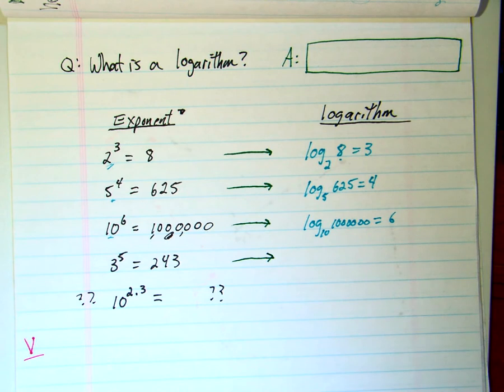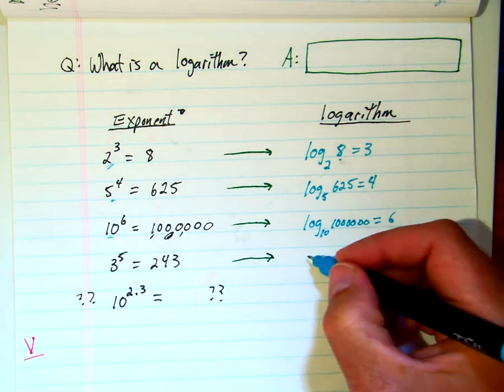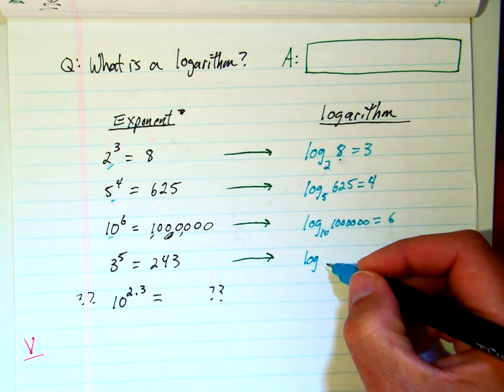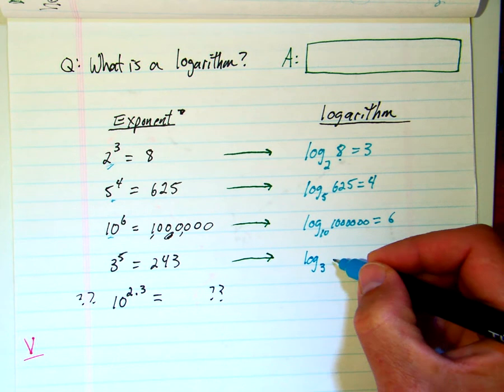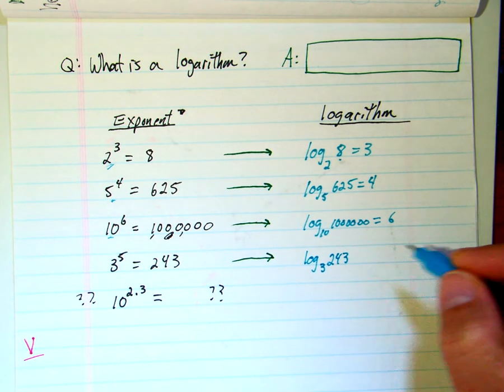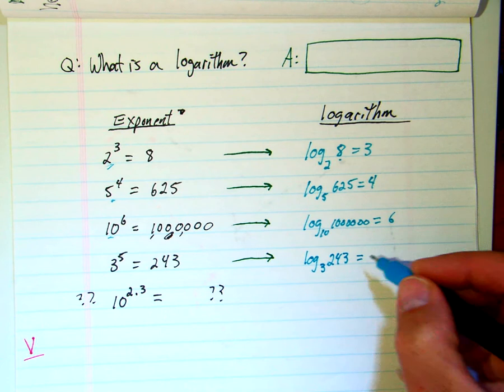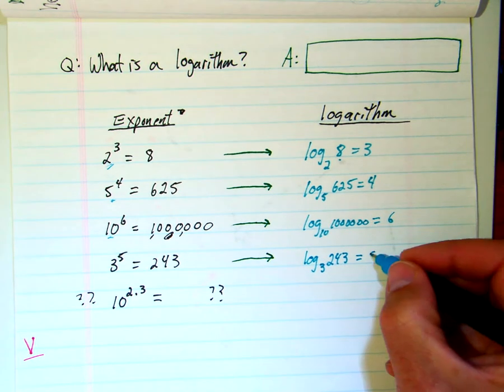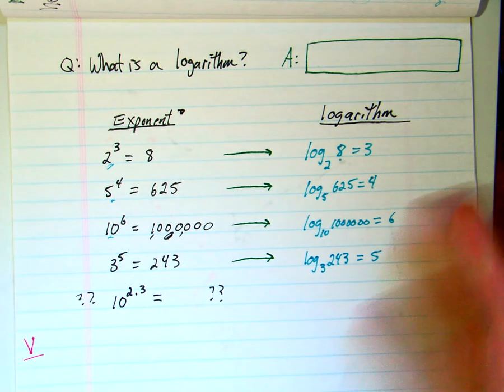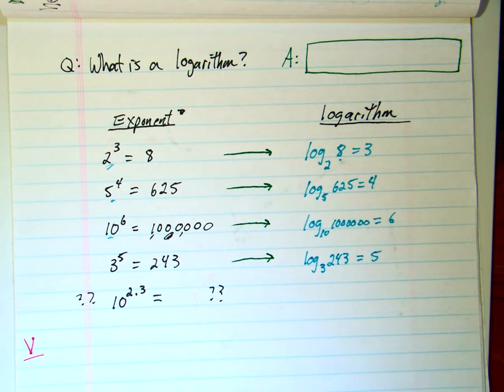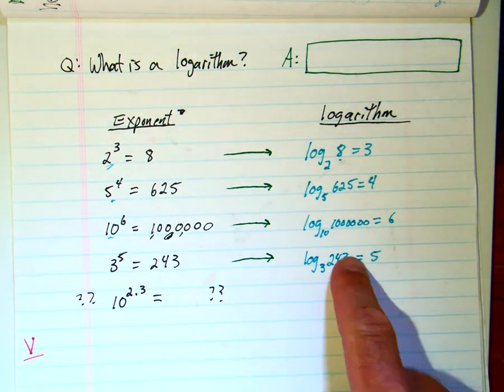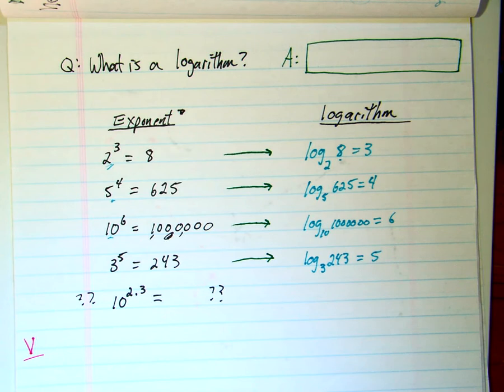And of course, this one would be log base 3 of 243, and that's going to equal 5. So we can always go back and forth from something in an exponential statement to a logarithmic statement. That is to say, we can write the same information in a different way. We don't always have to start with the exponent.